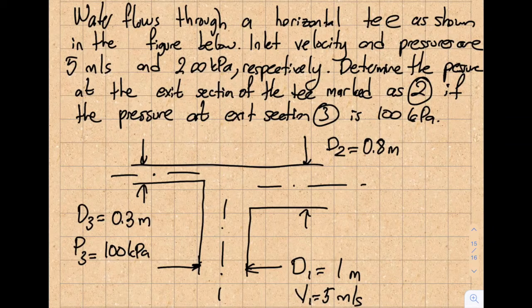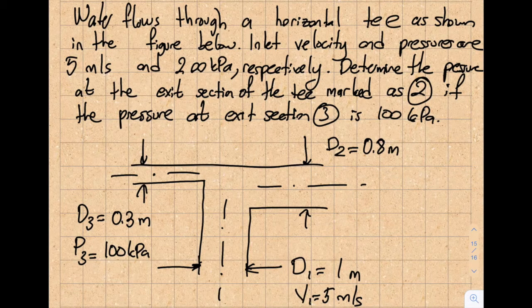Okay, today I'm going to solve a question illustrating how to use Bernoulli's equation along with some other conservation principles that we deem necessary. The question reads: water flows through a horizontal T as shown in the figure below. Inlet velocity and pressure are 5 meters per second and 200 kilopascals respectively.